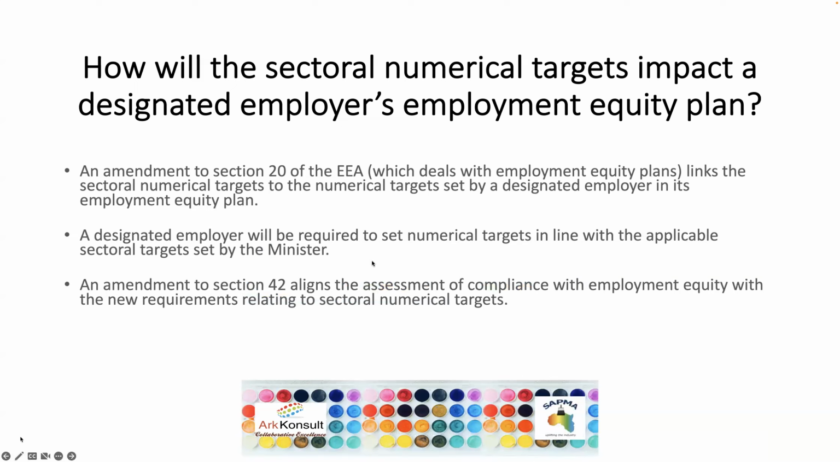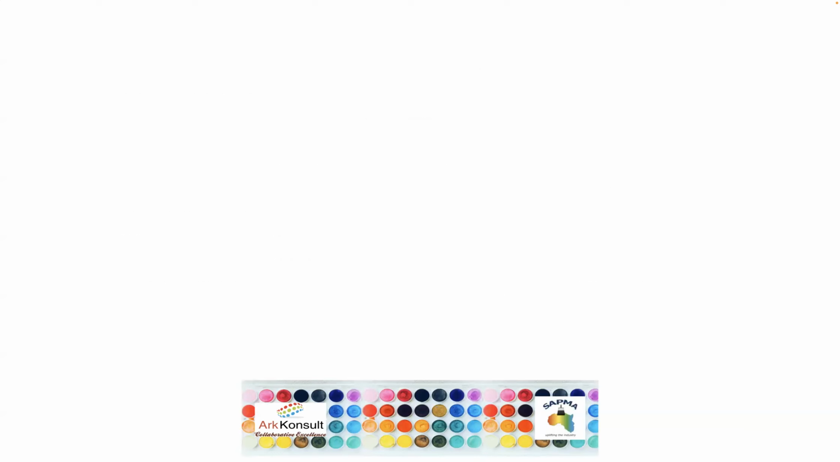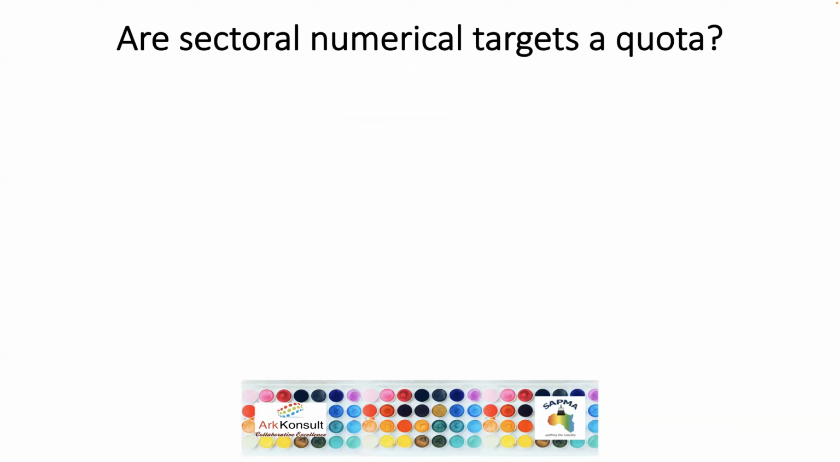A designated employer will be required to set numerical targets in line with applicable sectoral targets. An amendment to Section 42 aligns the assessment of compliance with employment equity with the new requirements in terms of sectoral numerical targets. So this is what the department is going to be checking for, to make sure that your sectoral numerical targets line up.